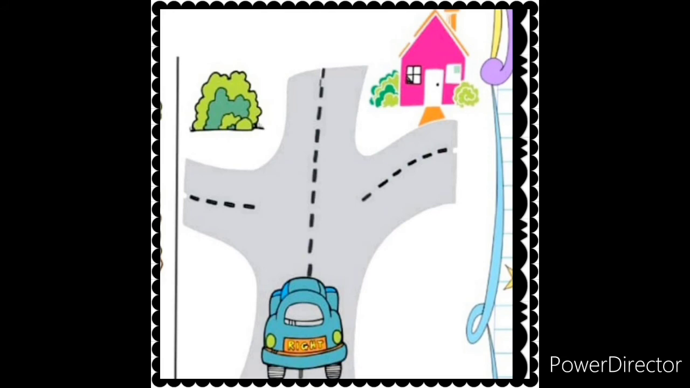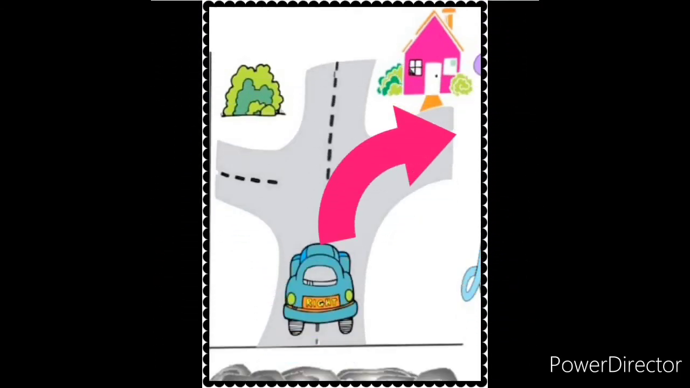In the next picture, there is right written on the back side of the car. So, car has to go on the right side. So, you have to trace the right path like this way.